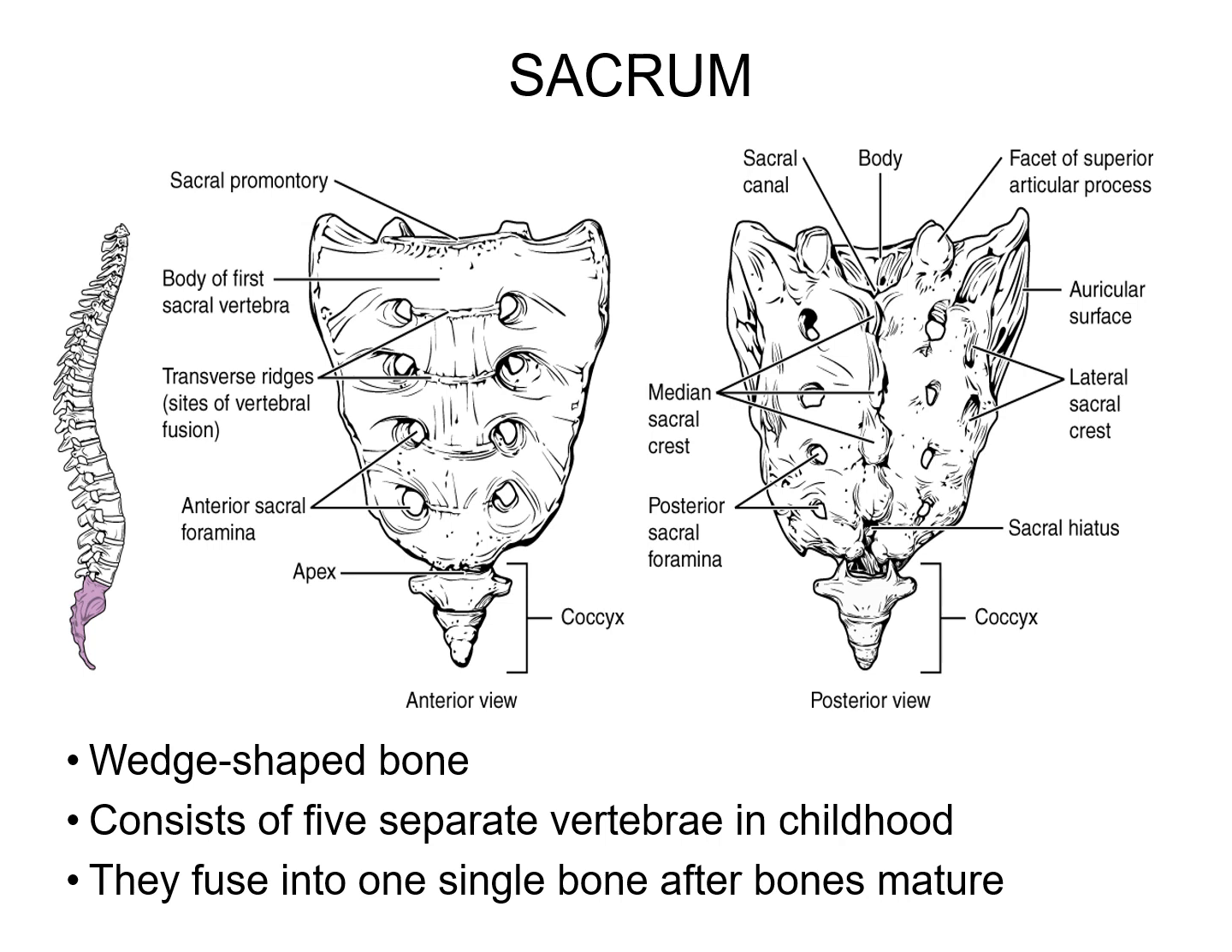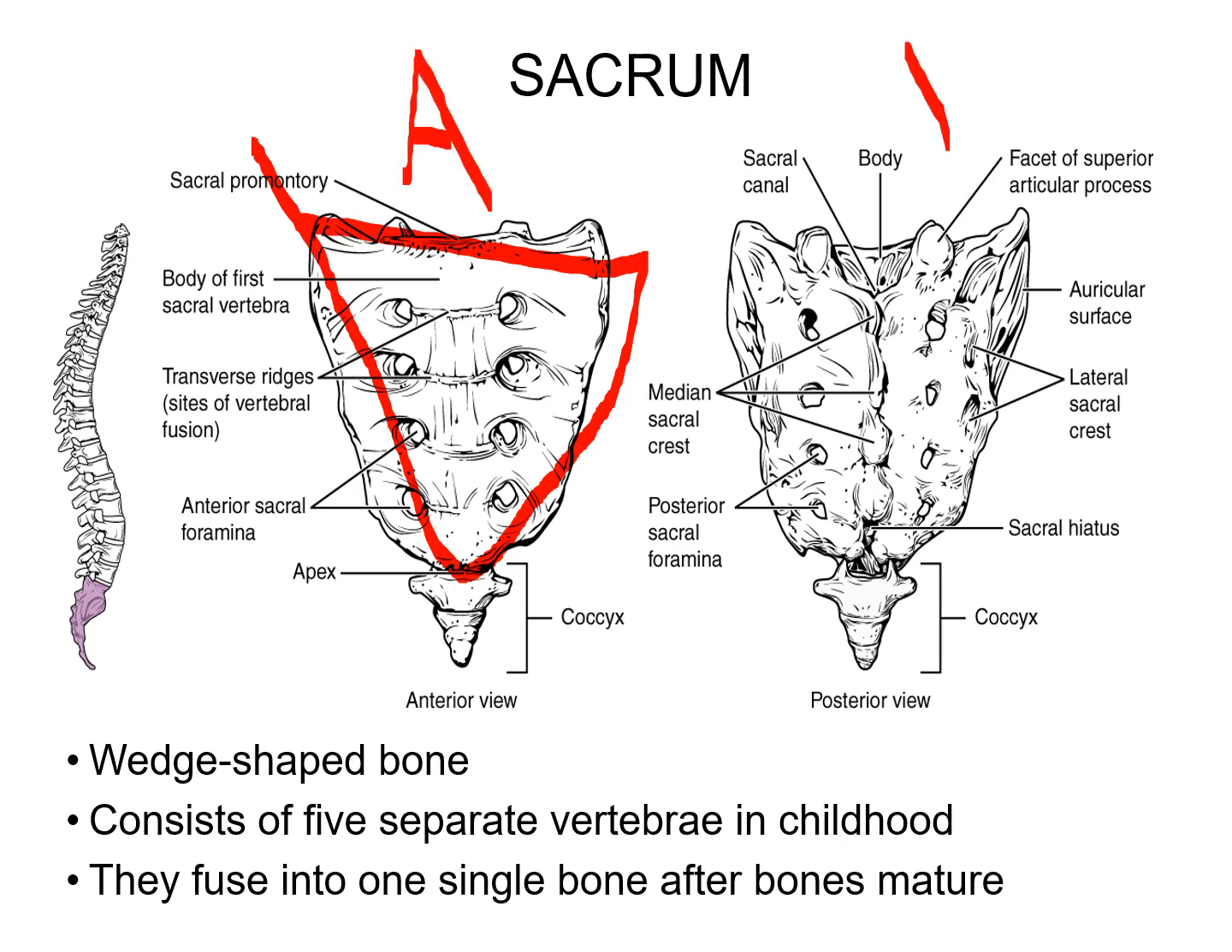Now, inferior to the lumbar vertebrae, we have the sacrum and the coccyx. In this slide, let's just focus on the sacrum. The sacrum is this triangular looking bone right here. This would be the anterior, the front view of it. This would be the posterior view.